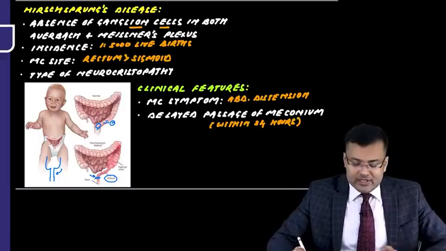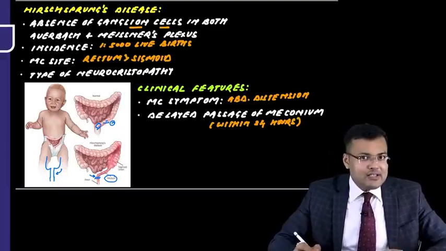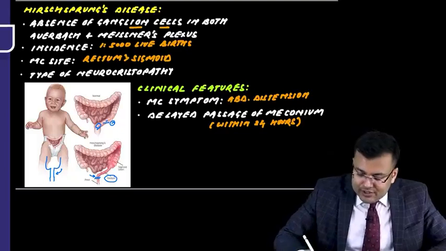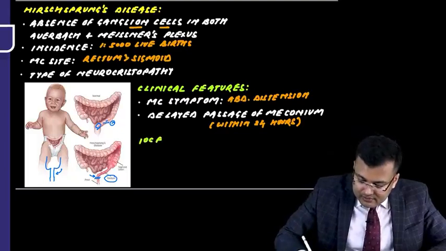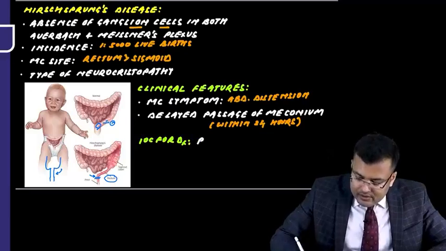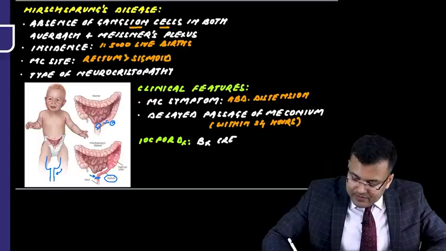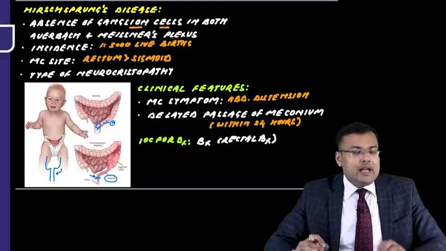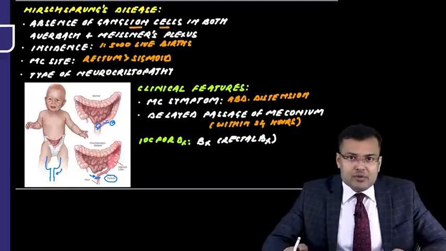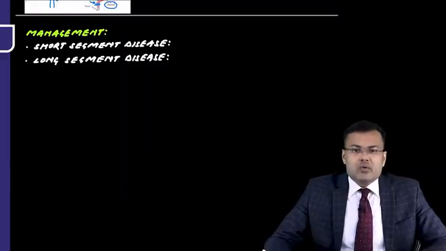How do we make the diagnosis? Since there is absence of ganglion cells, the investigation of choice for diagnosis is biopsy. So obviously we perform what? Rectal biopsy. The investigation of choice for diagnosis is rectal biopsy, and here suction biopsy is preferred over full thickness biopsy.